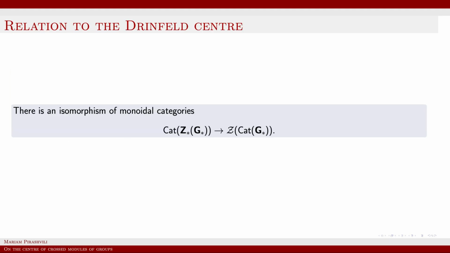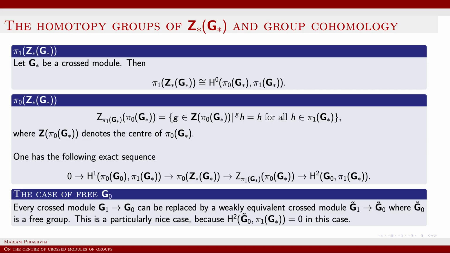Of course, as I said, this is a translation of the Drinfeld center, and so we have the following theorem. If we take a crossed module and translate it into a category setting, and then consider its Drinfeld center, then this will be isomorphic to taking the crossed module, considering its center, and then translating it to a categorical setting.